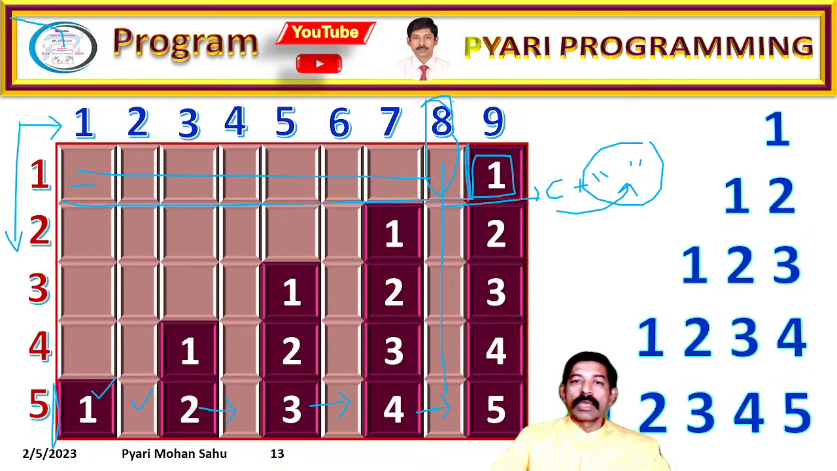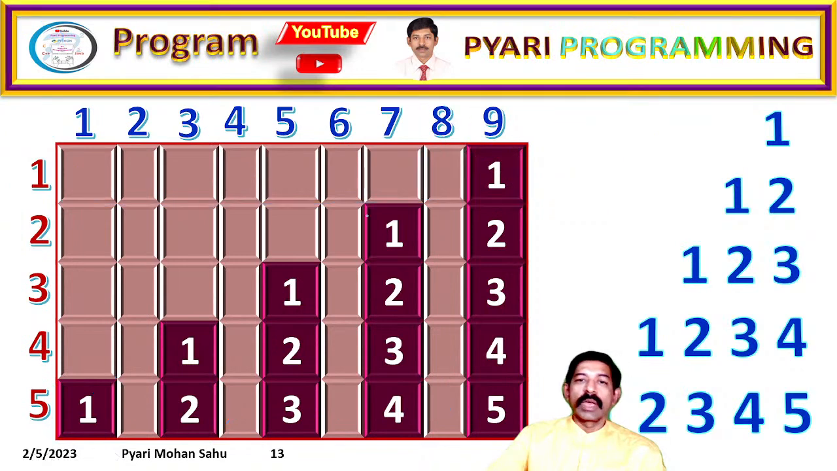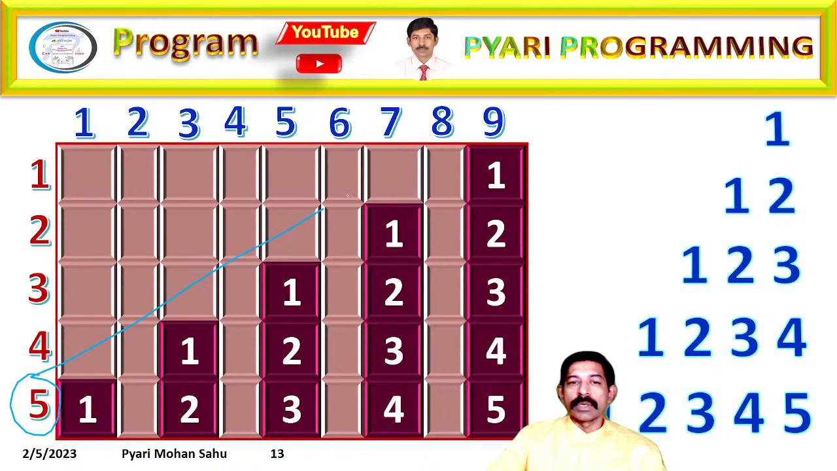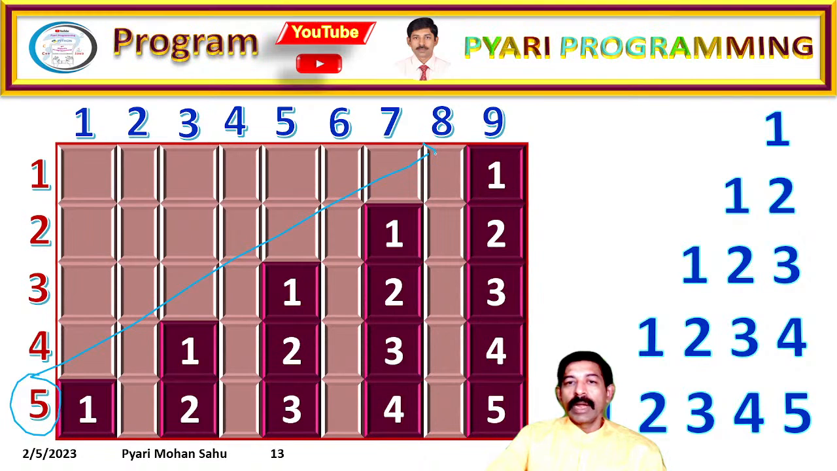So how many spaces do I need? 8. How are you getting this 8? How will the calculation be done? If my number of rows is 5, then the number of spaces is 5 into 2 minus 2. 5 2s are 10, 10 minus 2 is 8. So that many spaces have to be given.